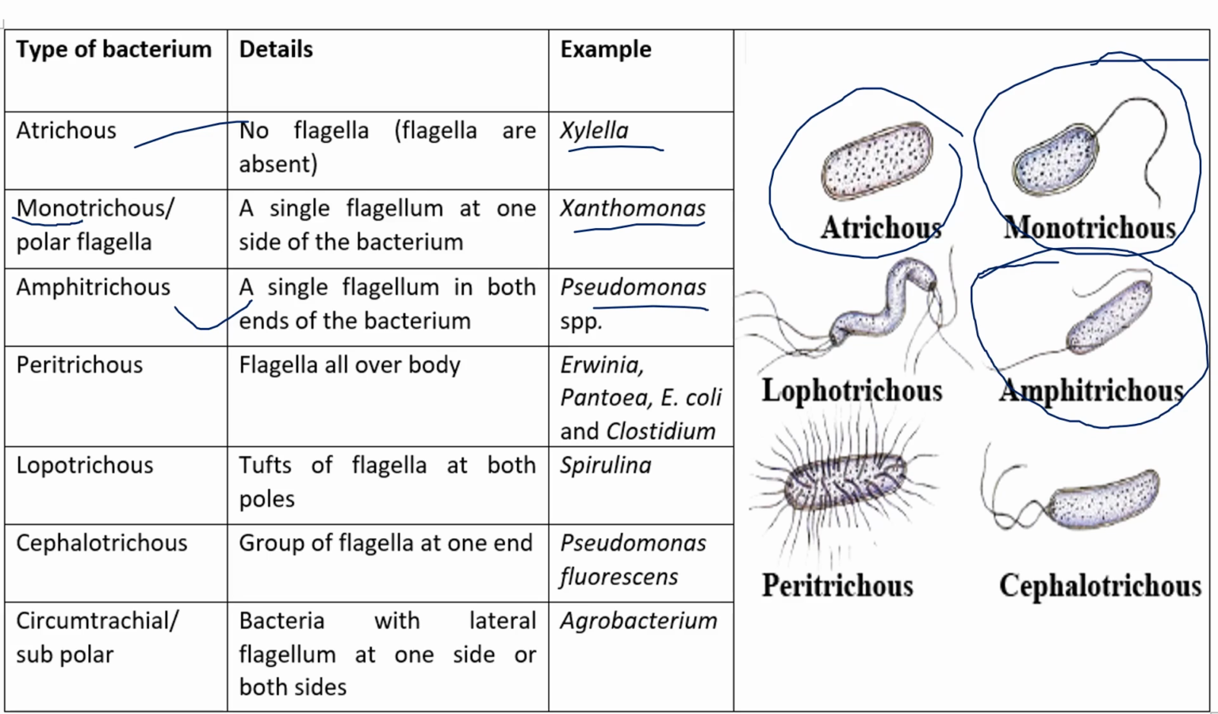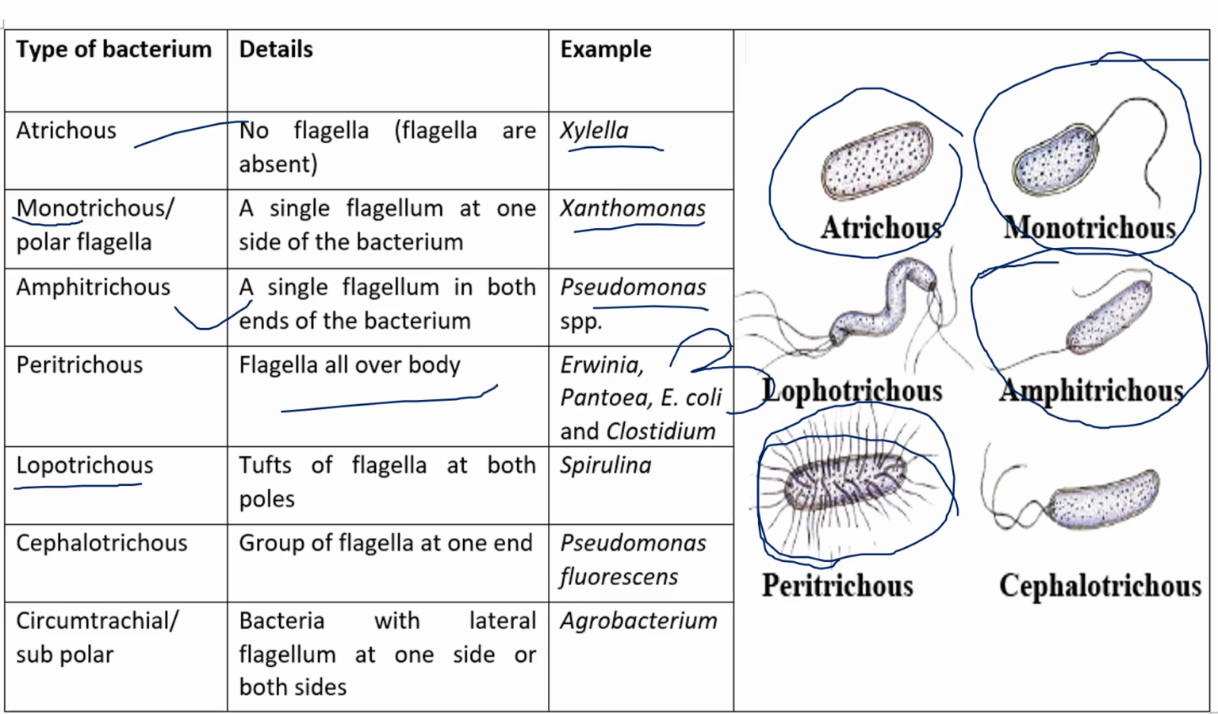Peritrichous, peri means tufts of flagella or large number of flagella all over the body. If you see here, this is peritrichous flagella, contains a multiple number of flagella all over the body. This is called peritrichous kind of flagella. We can observe in Erwinia, Pantoea, Escherichia coli, and Clostridium.